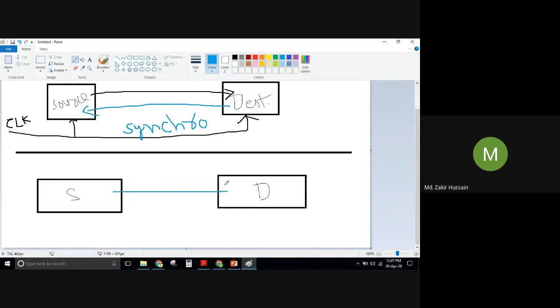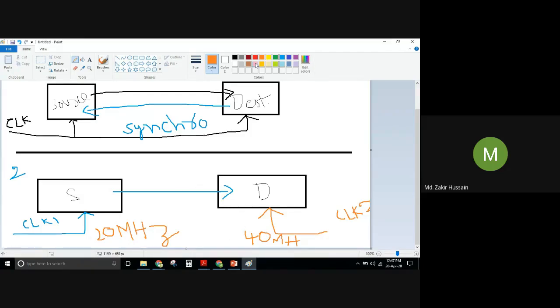Now in the second case, the source is transmitting something to the destination, but they operate at different clocks. The source has its clock CLK 1, and the destination is operating at a different clock, CLK 2. Since these clocks operate at different frequencies, for example 20 megahertz and, for understanding purposes, 40 megahertz, these two clocks are operating at different speeds. The data that is coming here is not synchronized and needs to be synchronized at the destination.